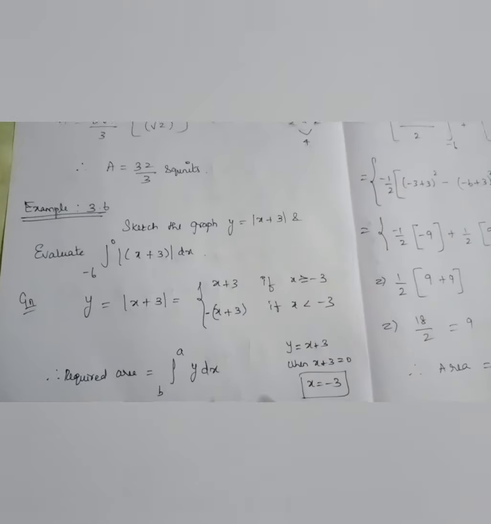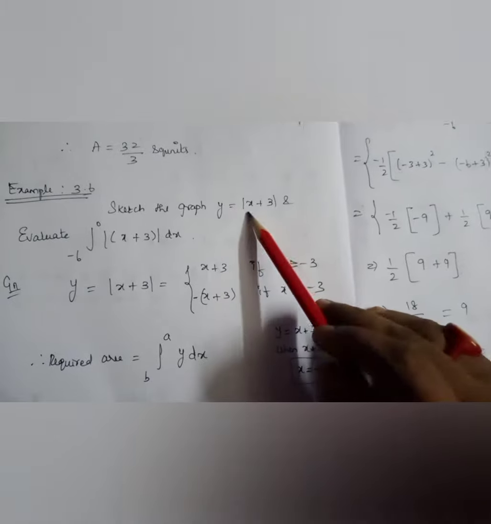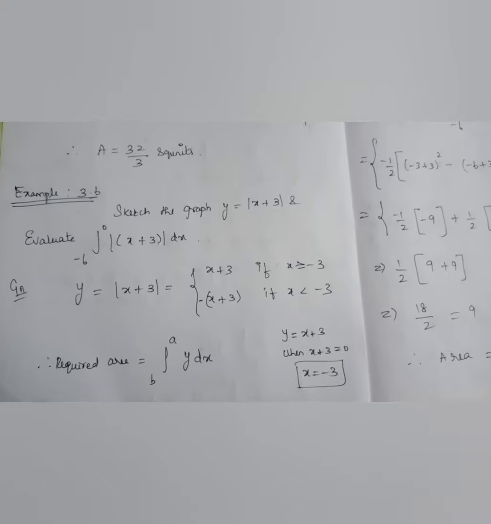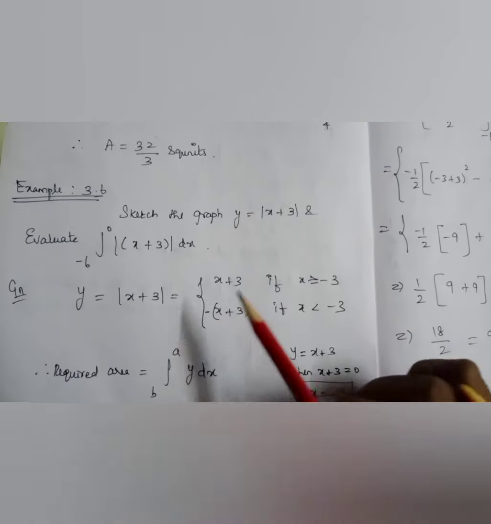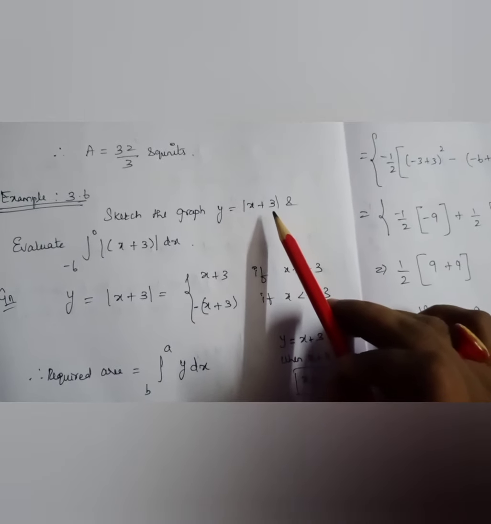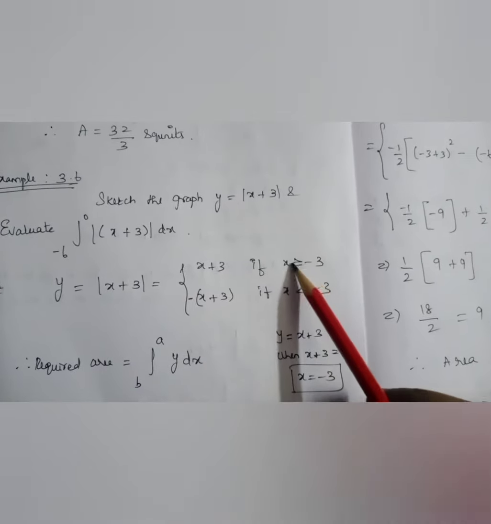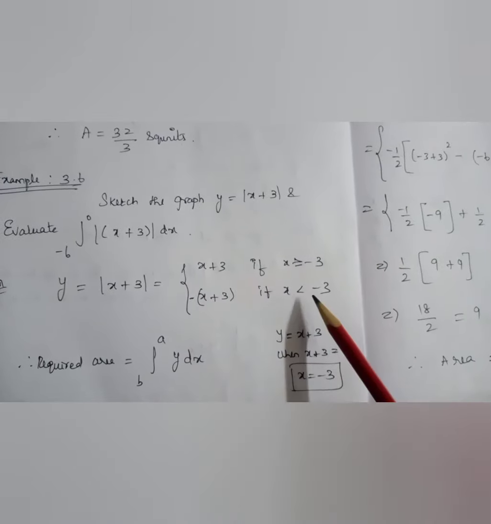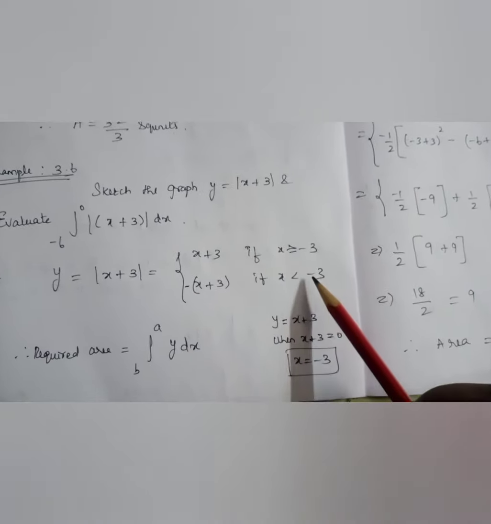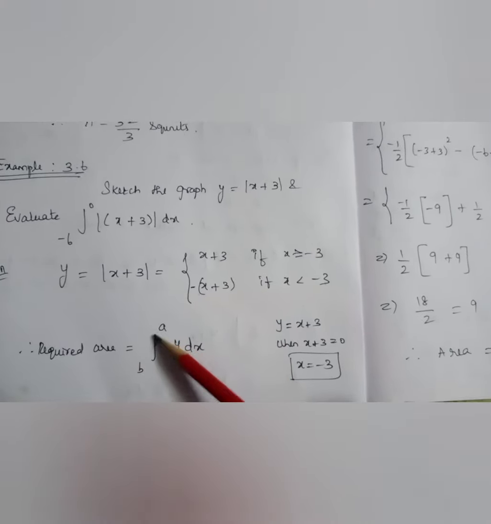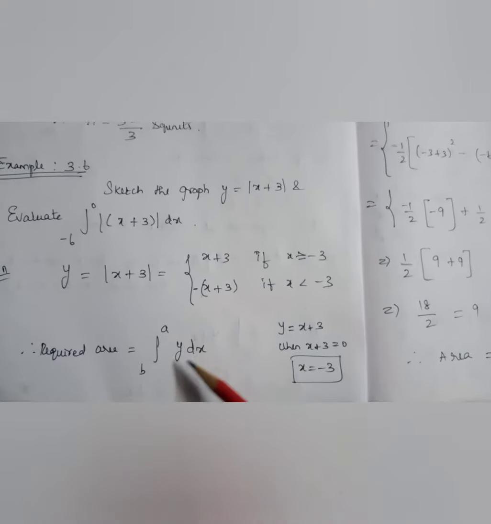And example 3.6, sketch the graph y is equal to modulus of x plus 3. So this is a very important 3 mark sum, and evaluate integral minus 6 to 0 modulus of x plus 3 dx. First you have to define the function. Since it was given with the modulus, which means it has a positive and negative value. So x plus 3, if x is greater than or equal to, when it goes to the greater side it will be having positive value. When it is getting into the lower side, that is when the value is getting decreased, it will have the negative value, minus. So required area is equal to integral b to a y dx.